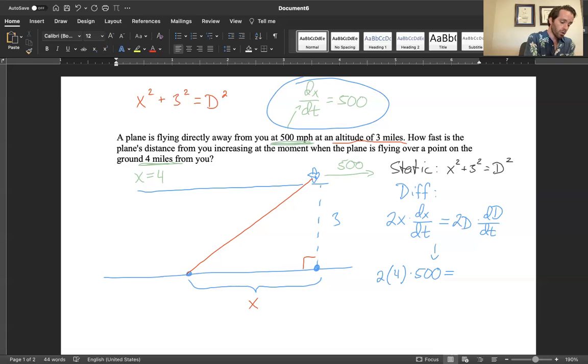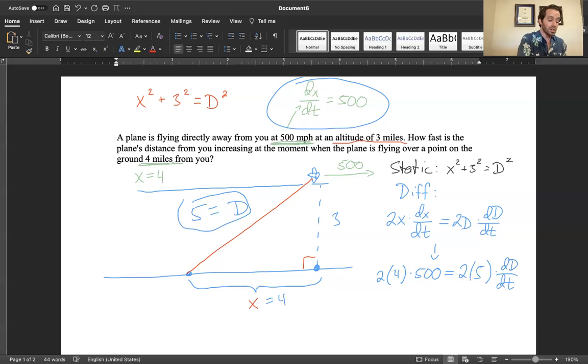If x is 4, then guess what this needs to be? I bet you're already thinking it. If x is 4, then this means that it's a 3, 4, 5 triangle. So x is 4, D is 5. So looking over here now, this is going to be 2 times D. Well, that'll be 2 times 5 times dD/dt.